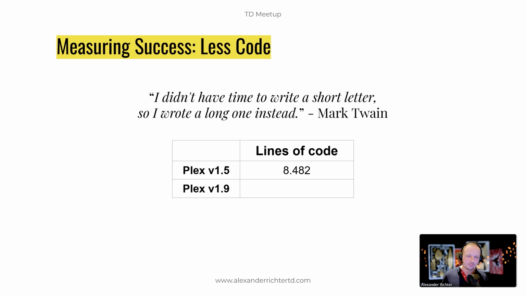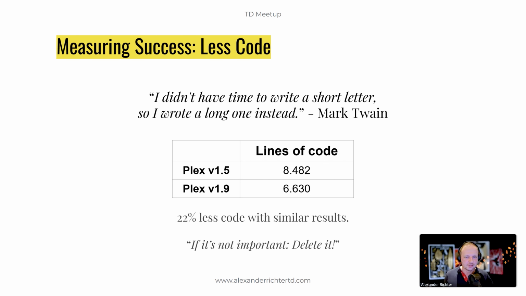So let's look at Plex. Originally, when I looked at it a year ago, it had 8,482 lines of code. It's not too much, to be honest. I always like to keep my scripts very tidy. I don't like to overcode at all, but it was still more. When I did all the updates that I just mentioned, including optimizing things, it became 6,630 lines of code. So I removed 22% of code with similar results.